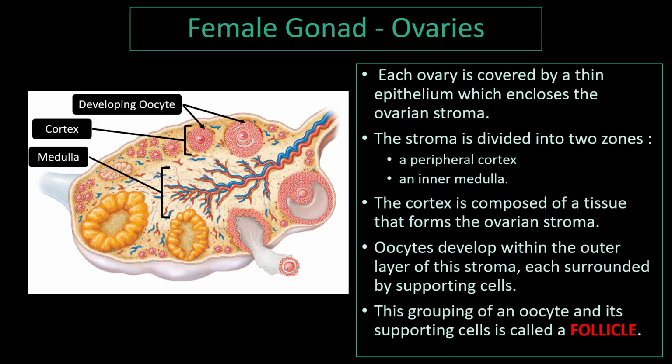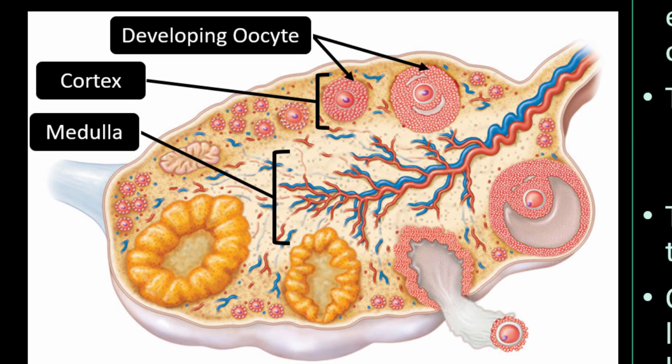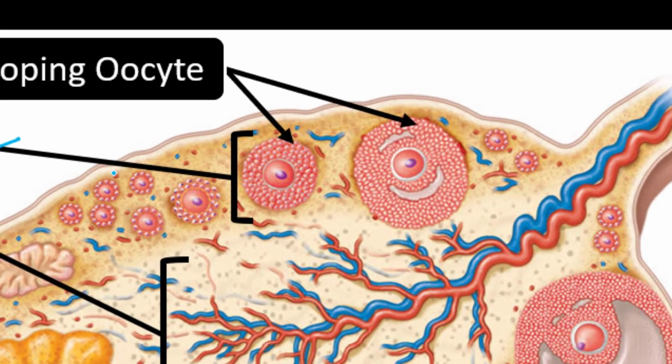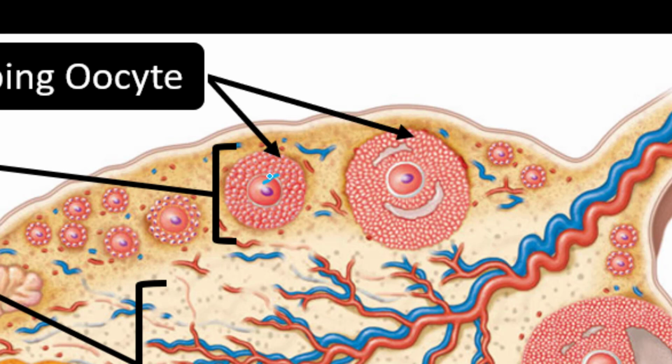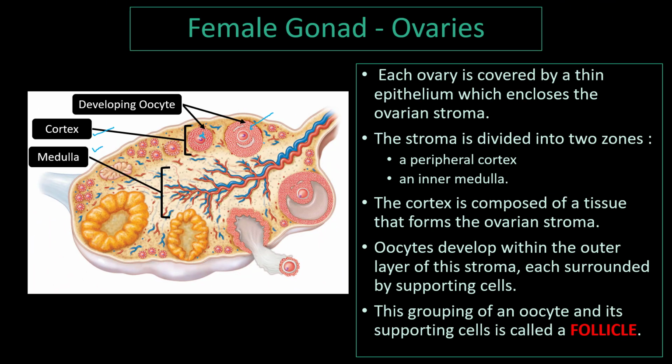Each ovary is covered by a thin epithelium which encloses the ovarian stroma. As you can see here, the stroma is divided into two zones, a peripheral cortex and an inner medulla. The cortex is composed of tissue that forms the ovarian stroma, and it is important as this is the place where the oocyte develops. The oocyte develops within the outer layer of the stroma, each surrounded by supporting cells. As you can see, this is the developing oocyte, and outside these are the granulosa cells, and these are the supporting cells. This grouping of an oocyte and its supporting cells is called a follicle.